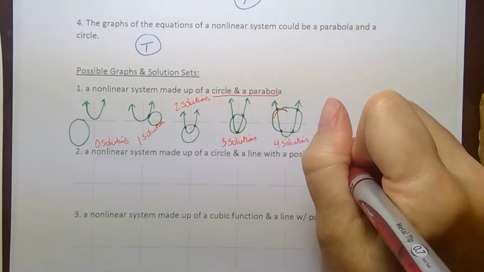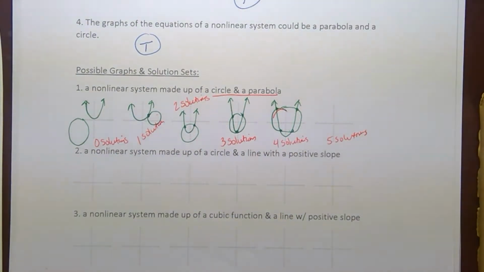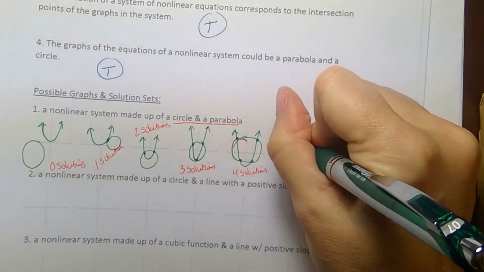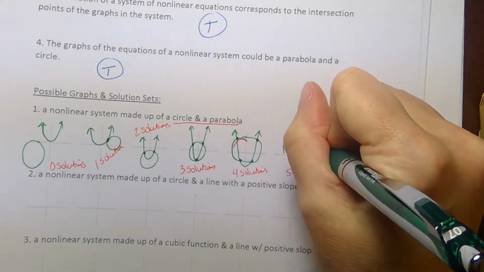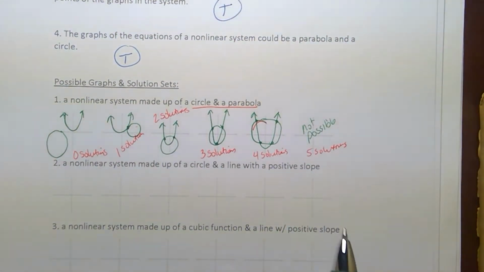What about 5 solutions? Can I draw my circle and my parabola in such a way that there are 5 points of intersection? Well, no, I've reached my limit. That one's not possible. There's no way to sketch the graphs of a circle and a parabola in such a way that there are 5 points of intersection. Can't get there. So I do have limits. I do have things that aren't possible as far as solution sets with this nonlinear system.